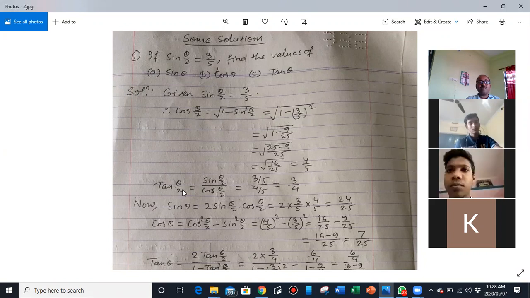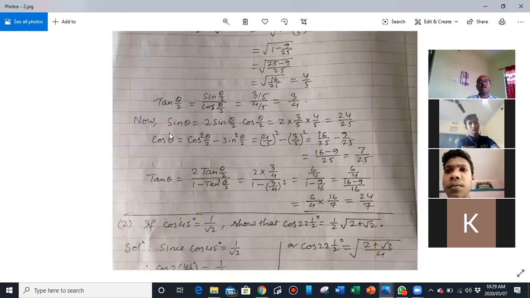Now tan (theta by 2) is sin (theta by 2) upon cos (theta by 2). So 3 by 5 upon 4 by 5, 5 cancelled, it is 3 by 4. So you have sin (theta by 2), cos (theta by 2) and tan (theta by 2): 3 by 5, 4 by 5, 3 by 4. We will use all these to find sin theta, cos theta and tan theta.